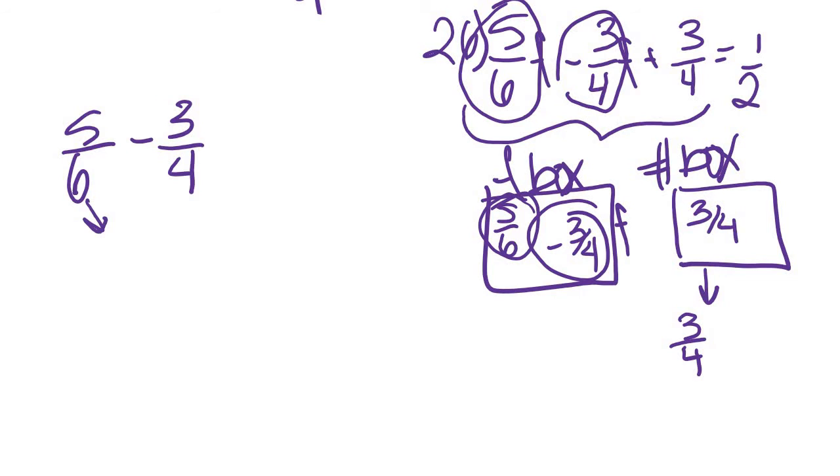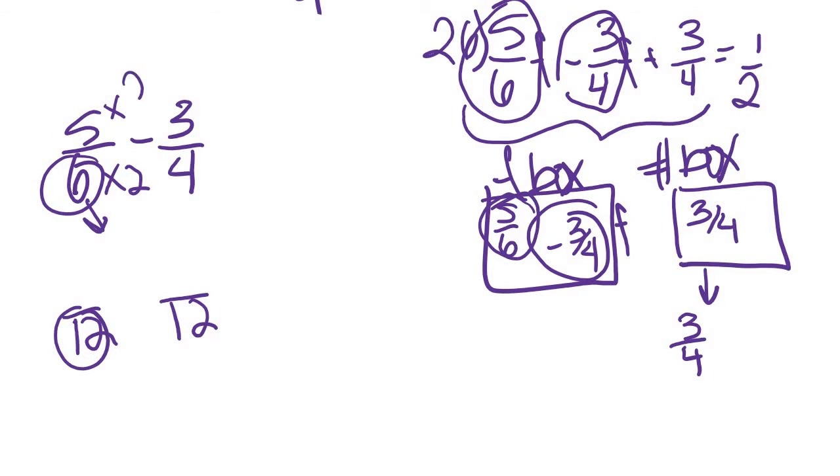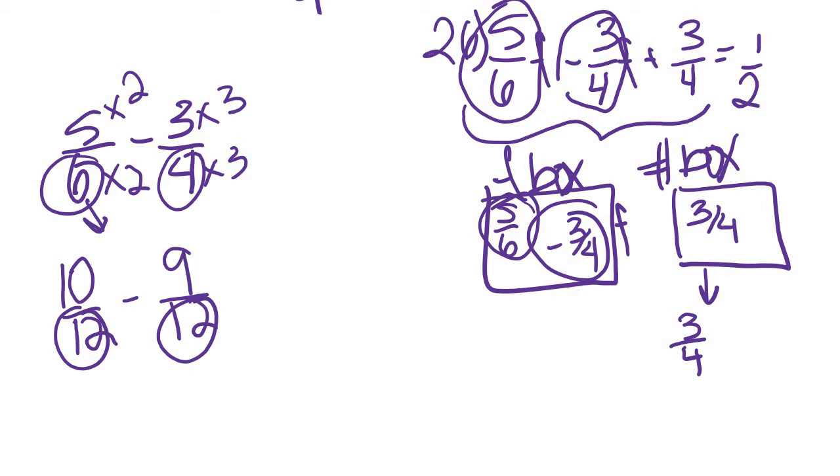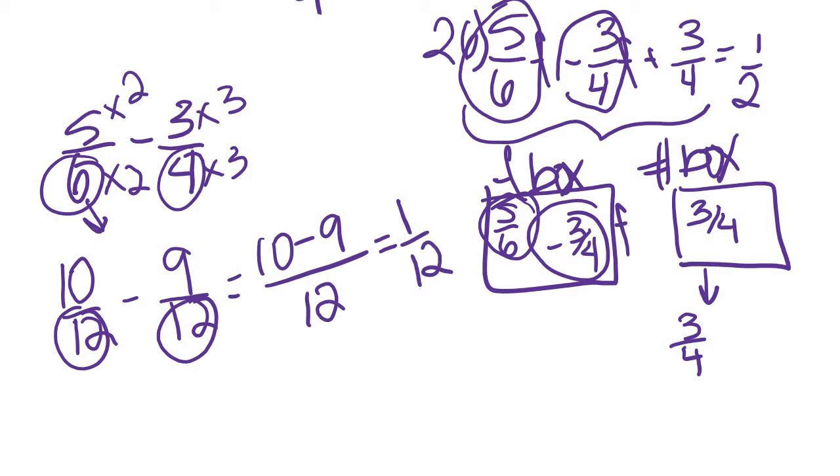So I'm going to pick 12. I'm going to write 12 and 12. To get from 6 to 12, I multiply by 2. So I'm going to multiply by 2 on the top. Whatever I do to the bottom, I have to do to the top. 5 times 2 is 10. Keep that minus right there. To get from 4 to 12, I had to multiply by 3. Whatever I do to the bottom, I have to do to the top. So that's going to be a 9 up there. And I am going to be left with 10 minus 9 over 12, which is 1 over 12.